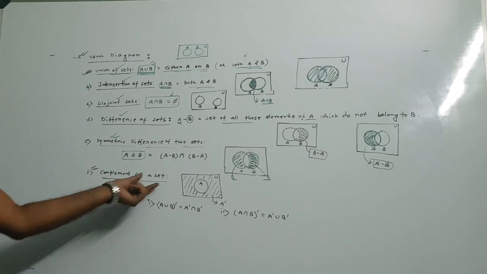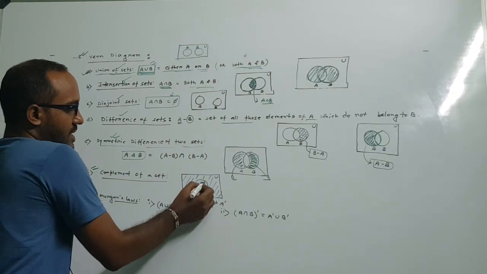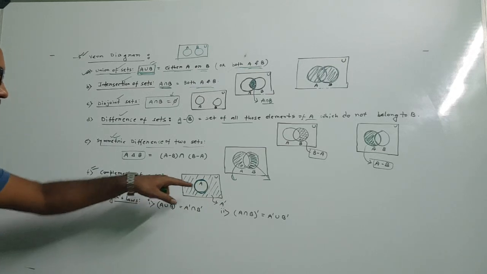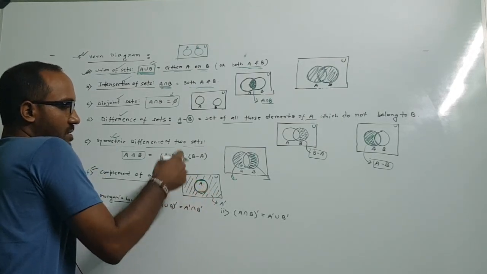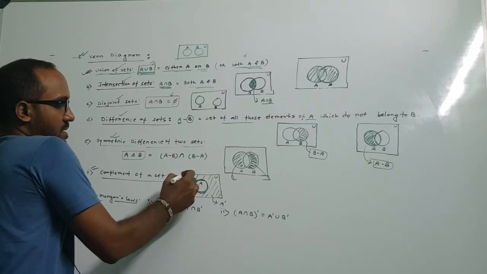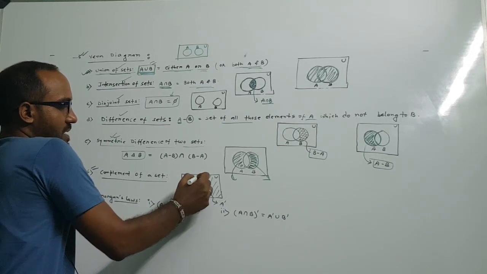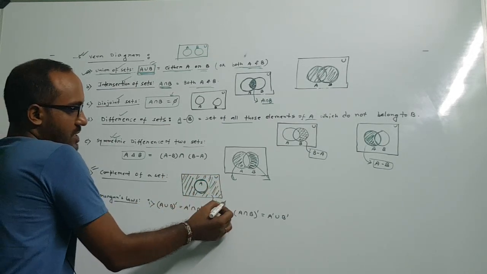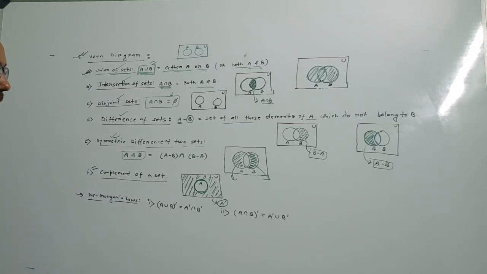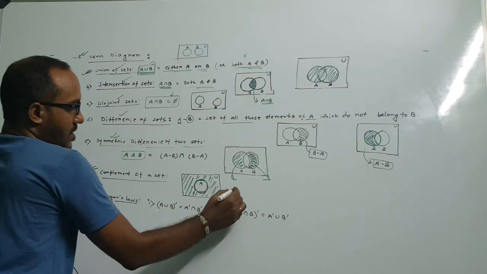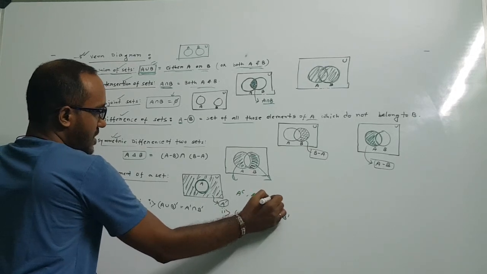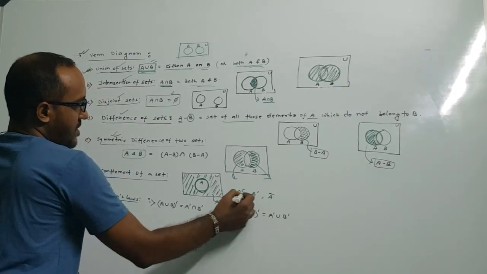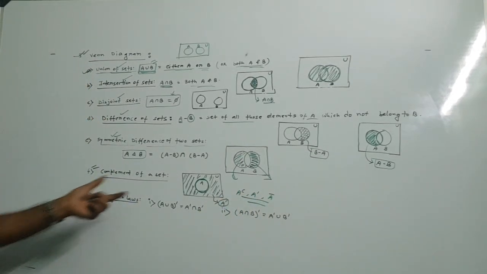Complement of a set. This is the set A, and all the elements of A lie within the circle. If we omit the elements of A, we will get the external elements. This is represented as A complement, A^c, A bar or A prime. All these are the complement of a set.